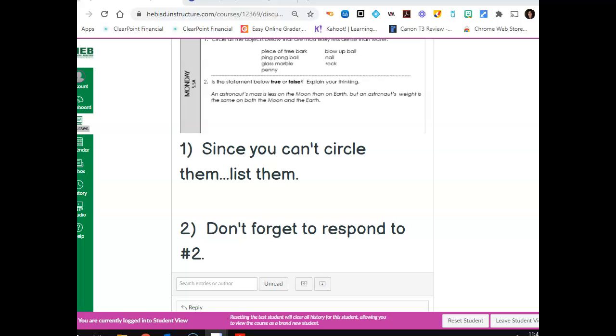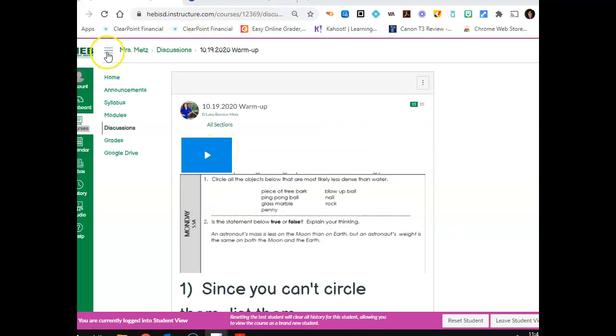So your weight changes, but not your mass. Your body stays the same. The amount of space you take up stays the same. But your weight changes. So it's false. Mass stays the same. Your weight changes. It is the gravity. You're absolutely correct. All right, fantastic warm-up.